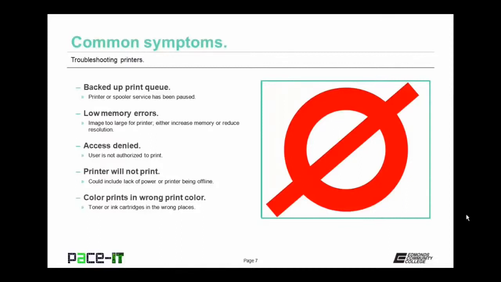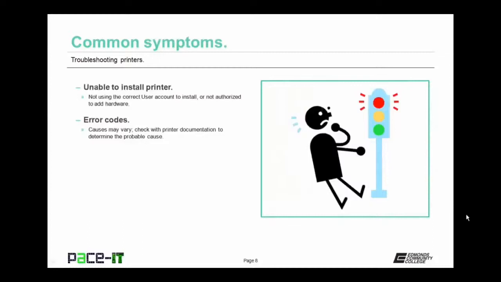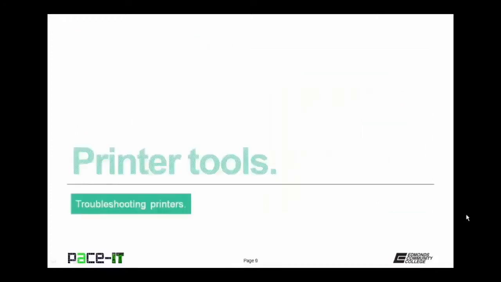If color print jobs come out in the wrong colors, then it's usually because the toner or ink cartridges are in the wrong places inside the printer. If you're unable to install the printer, then you're not using the correct user account or you're not authorized to add hardware. If you receive error codes, the causes may vary. You need to check with the printer documentation to determine what the probable cause for error codes are.